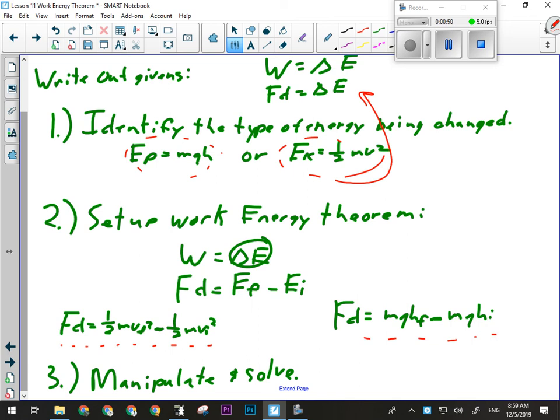Incidentally, when you get to physics 20, you'll get questions where both change. It actually isn't any harder. You just have a few more things to keep track of. And then lastly, manipulate and solve. So manipulate for whatever you were supposed to solve for. If it was VF, manipulate for VF.